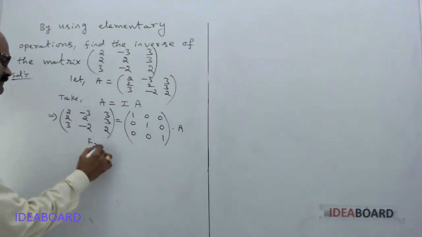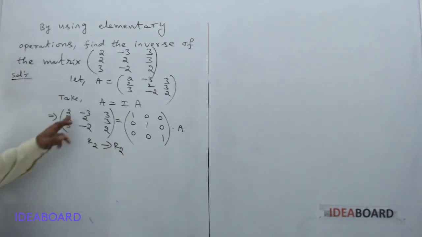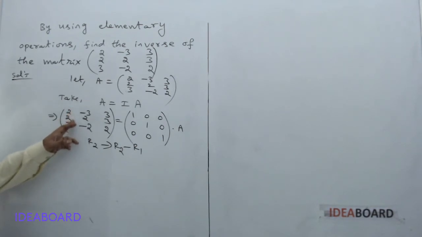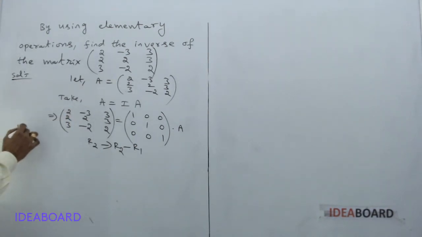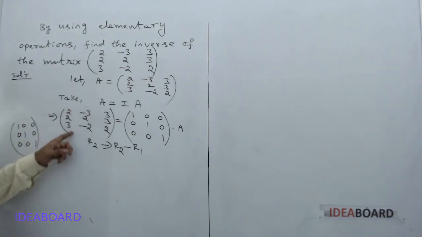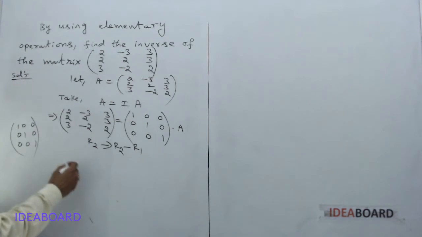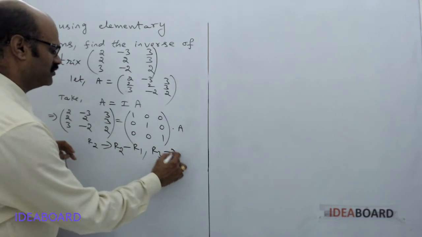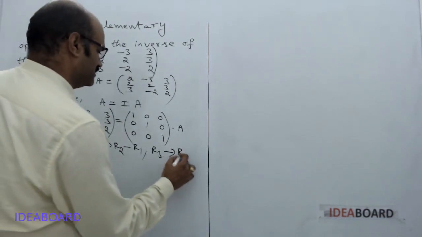Now here we have to get, so take R2 implies R2 minus R1, so that 2 minus 2 becomes 0 because we have to get 1 0 0, 0 1 0, 0 0 1. So in this place we have to get 0 here. So for that we should take 2 minus 2, 0 here. Next 3 minus 2, 1. So that we take it as R3, also you take it as R3 minus R1.